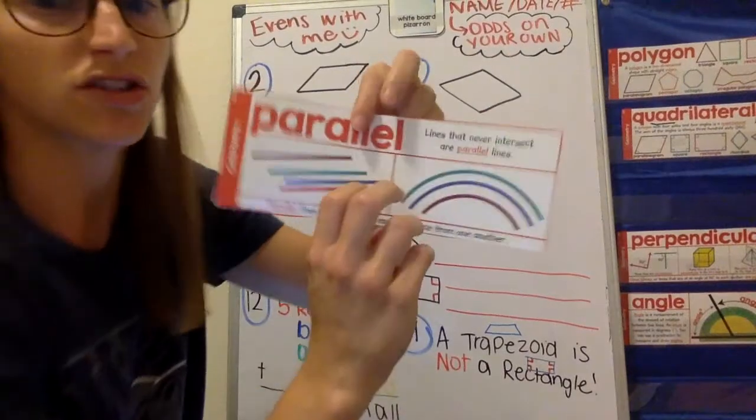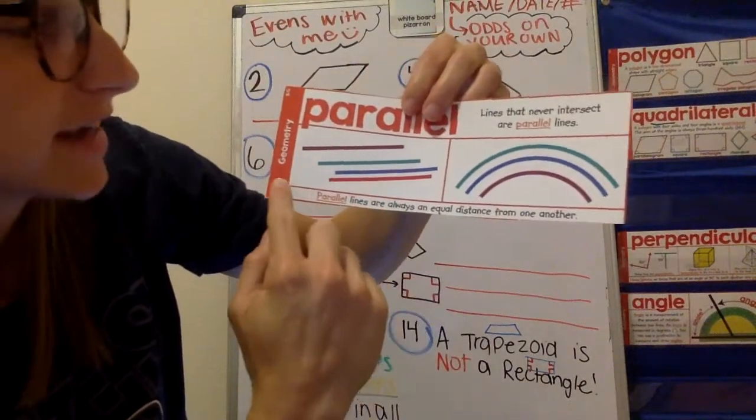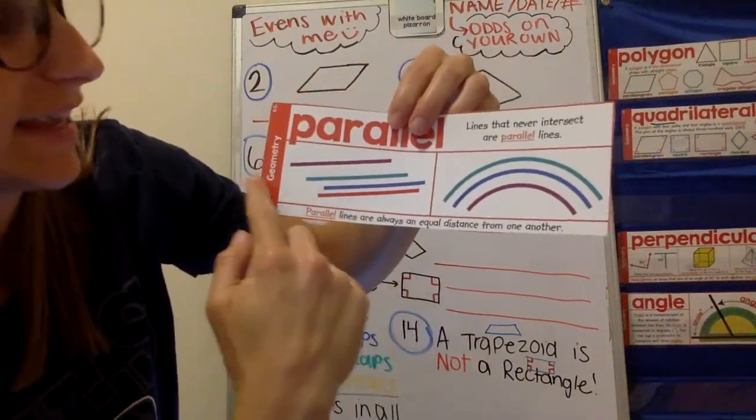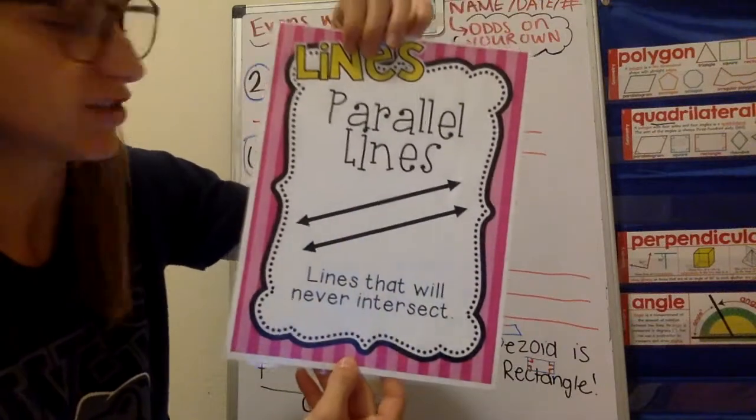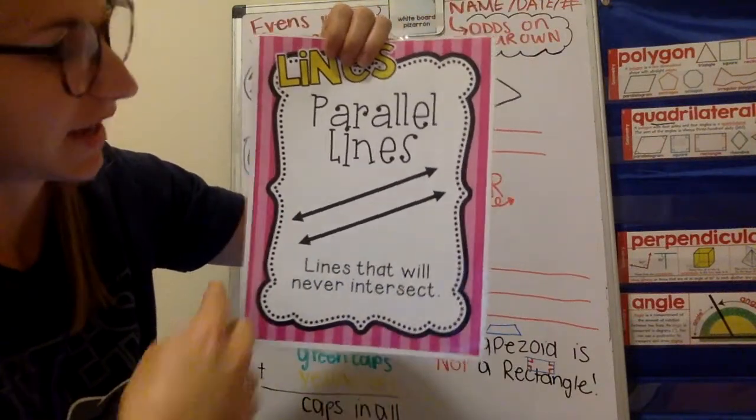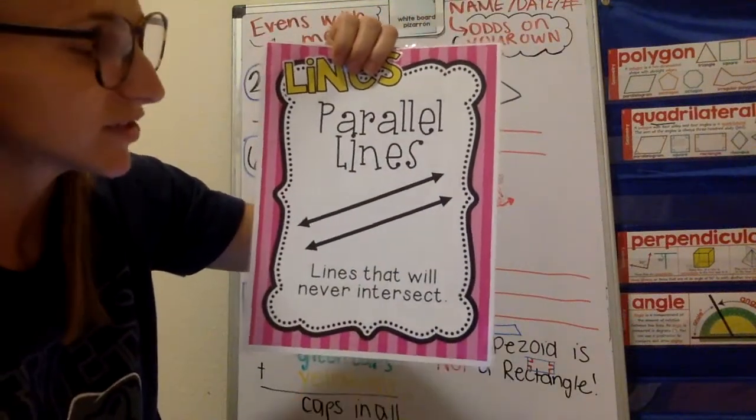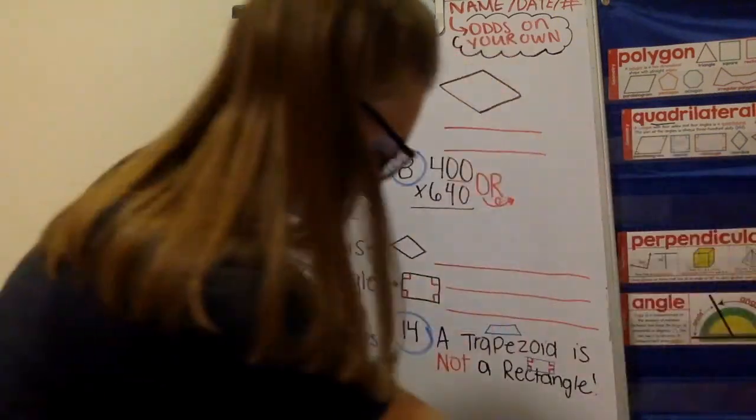All right, so parallel lines are lines that are an equal distance from one another, and they keep going and going and going, and they never intersect. Here's another thing just to show you what parallel lines are. Again, they just keep going an equal distance from each other, and they never, ever intersect.